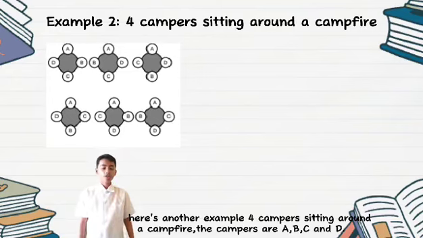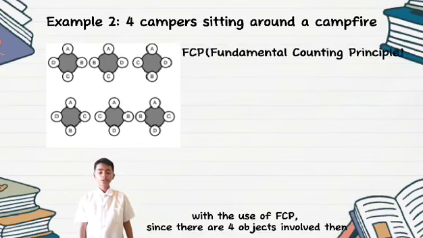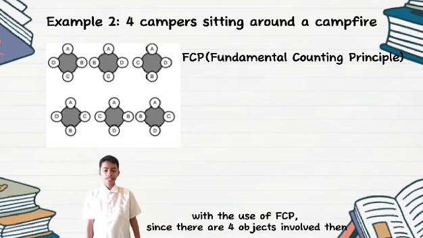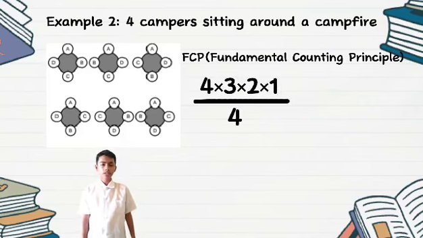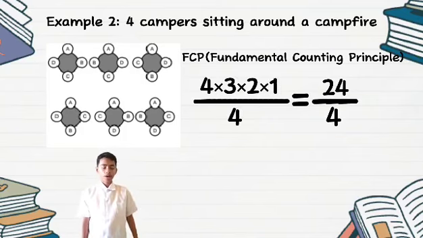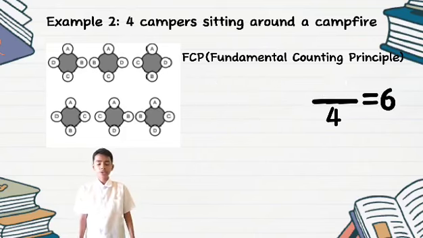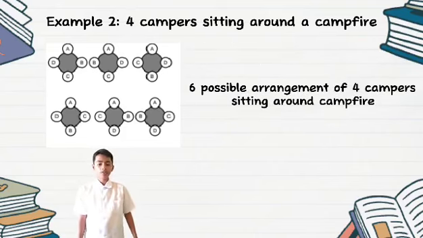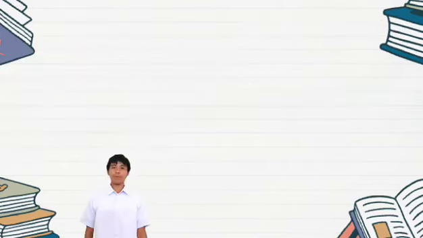Another example: 4 campers sitting around a campfire. The campers are A, B, C, and D. With the use of FCP, since there are 4 objects involved, 4 times 3 times 2 times 1 equals 24 over 4. And 24 divided by 4 equals 6. So there are 6 possible arrangements of 4 campers sitting around a campfire.